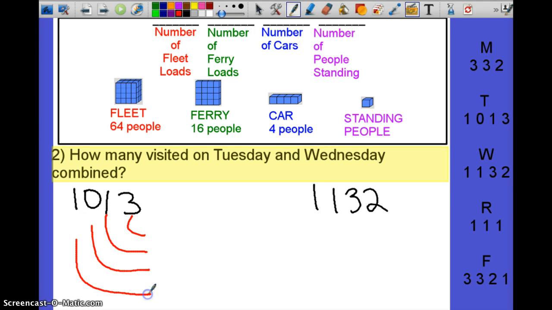Each digit holds a place. By the second one, I would start moving away from calling the places by the standing people, car, ferry, or fleet, and instead calling them by their numerical value only. So 4's place, 16's place, 64's place, and the same here, the 1's place. The digit 3 sits in the 1's place, so it indicates 3 groups of 1, which means 3 people traveled just freely standing on the ferry that day.